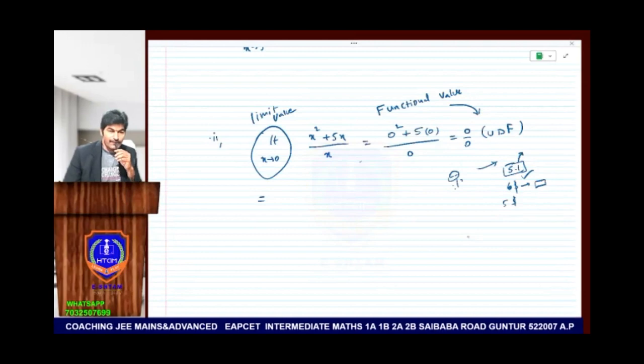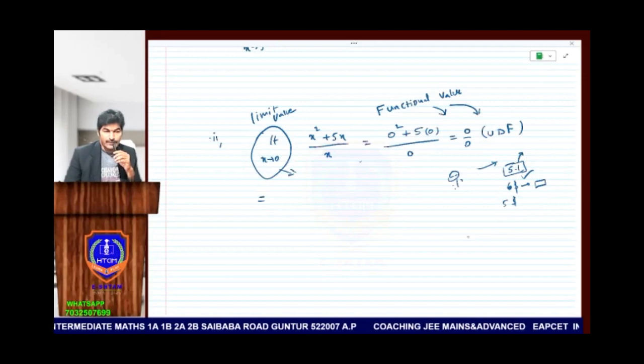Understood? The same thing is here. It is called limit value. Sometimes the functional value never exists, like in this situation. In those situations, we use limit calculations to find the nearest value. Using this limit concept, we are calculating the nearest values, not exact values. Understood? Okay.